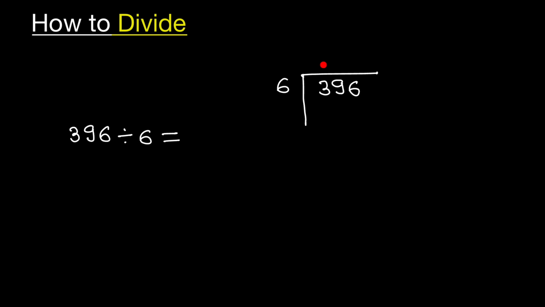We know that 6 times 6 is equal to 36. Subtract, we get 3. Now this 3 is less than 6. That is why we will bring down this adjacent 6 here.